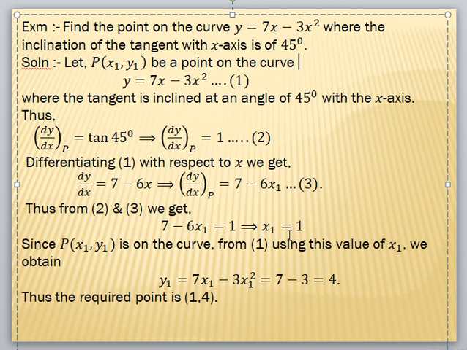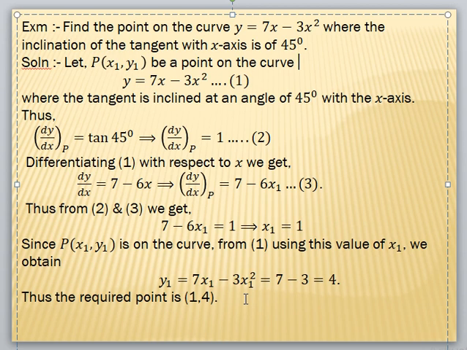If you know x1, you can simply find y1, because the point P (x1, y1) is on the curve y equals 7x minus 3x squared. By putting the value of x1 in this curve, you get y1, and that y1 is 4. So the required point where the tangent to the curve is inclined at an angle of 45 degrees with the x-axis is (1, 4).